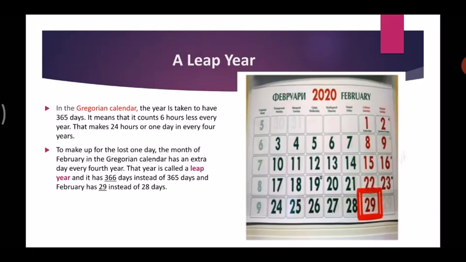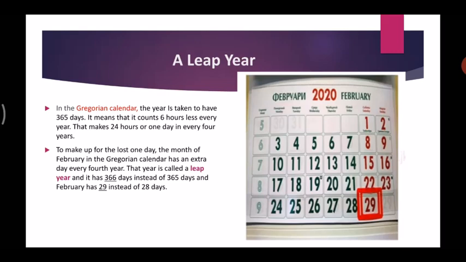That is a leap year. Now, in the Gregorian calendar, what do you mean by Gregorian calendar? A calendar that is used all over the world. This calendar which we use in our daily life, in our day-to-day life, the calendar beginning with January, February, that calendar is called the Gregorian calendar.